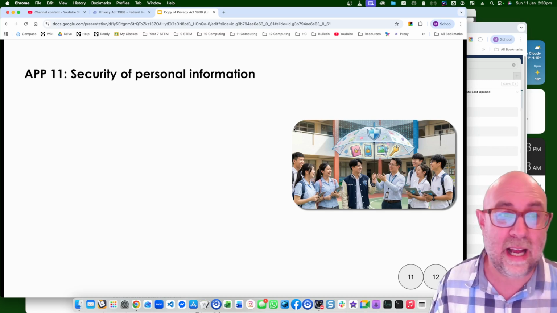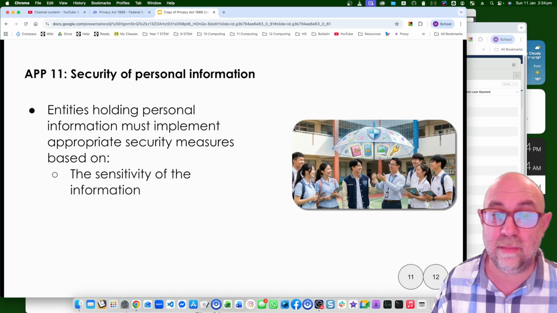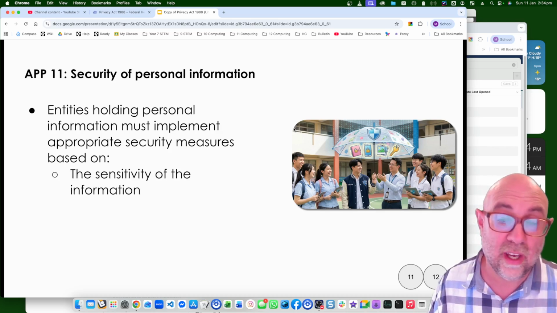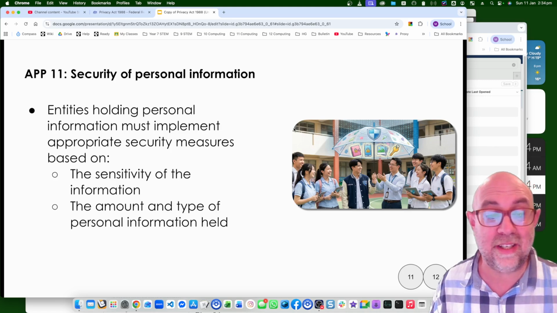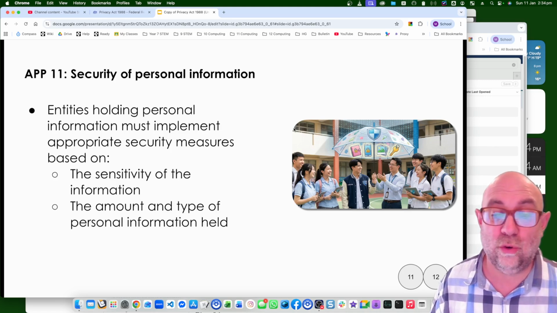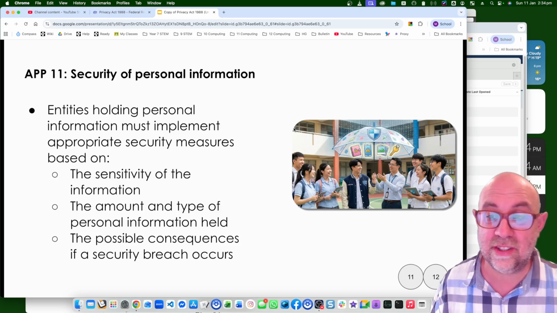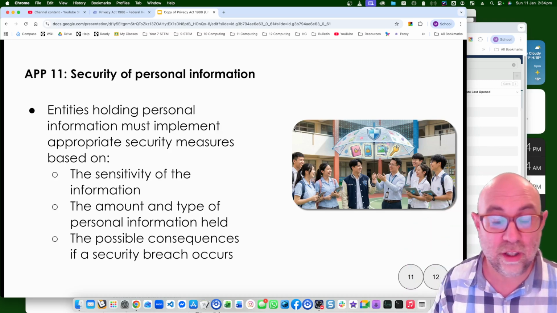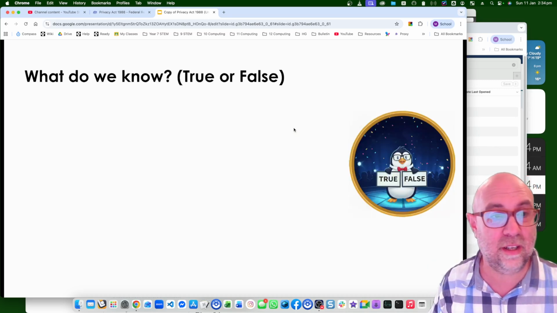Final one, APP 11, security of personal information. Entities holding personal information must implement security measures based on the sensitivity of the information. Is it medical records? Is it your passport number? Is it your driver's license? Is it your bank account details? What sort and how much information is being stored, and the possible consequences. And places are getting hacked all the time. You are legally obligated to have appropriate protection in place.